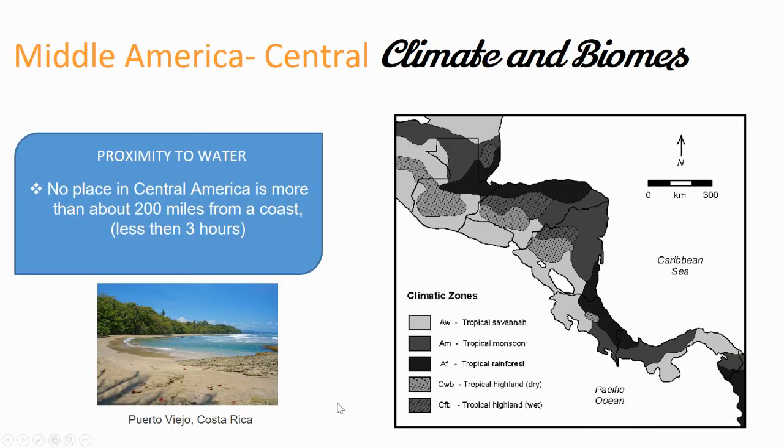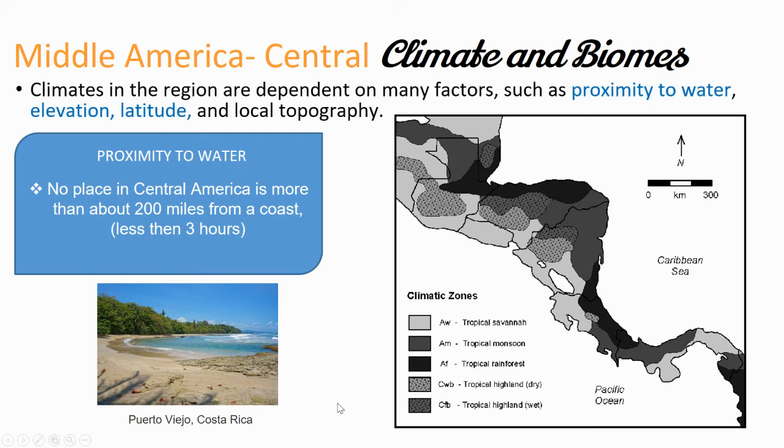Looking at climates and biomes. In this region, it's dependent on many factors, but most specifically proximity to water, elevation, and latitude, which are all 3 part of our LAMECOW. So first of all, the proximity to water. No place in Central America is more than about 200 miles from the coast, so that's less than a 3-hour drive. So you can stop now and look at this climate map of this region.